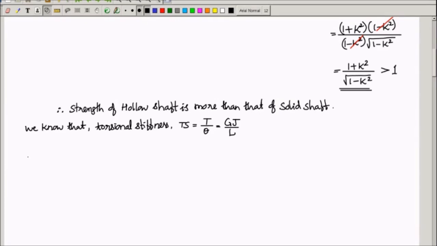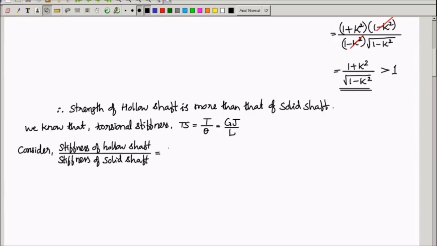Now let us consider the ratio. Consider stiffness of hollow shaft divided by stiffness of solid shaft. We'll consider this ratio. This ratio is what? GJ by L of hollow shaft divided by GJ by L of solid shaft. Here we have considered the same material, so G can be cancelled. Length of hollow and solid shaft is also the same. So it is simply the ratio of J.